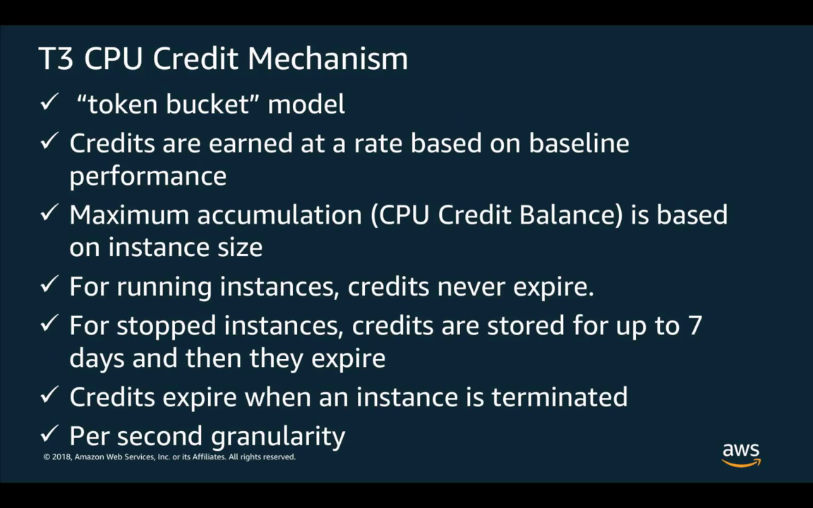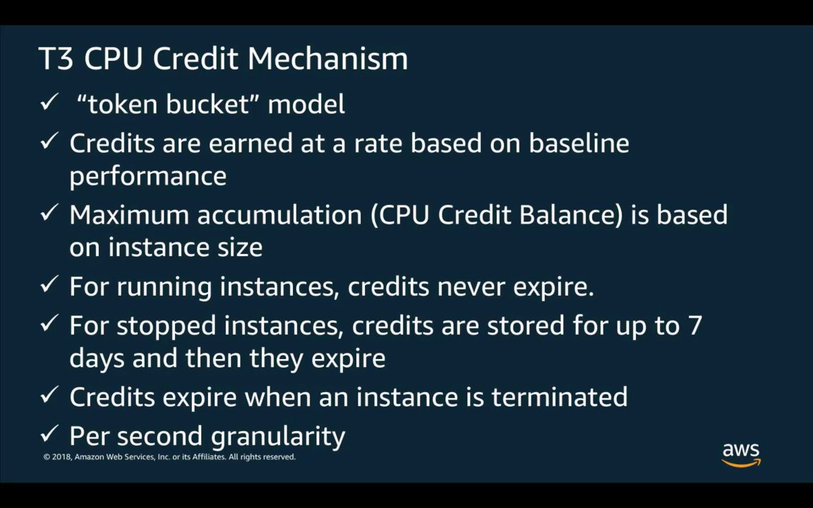So let's look at how the T3 CPU credit mechanism works. Similar to T2, it's a token bucket model. Credits are earned at a rate based on the baseline performance level of the instance size. The formula is the number of CPUs available on that instance multiplied by the baseline level, the percentage, multiplied by 60. That gives you the total CPU credits earned per instance size.